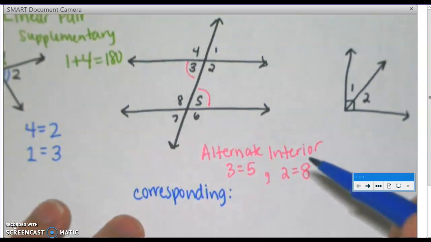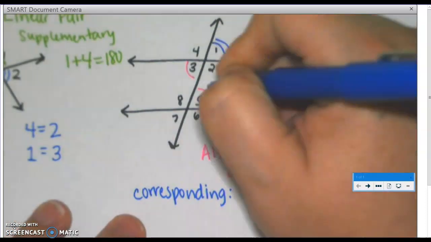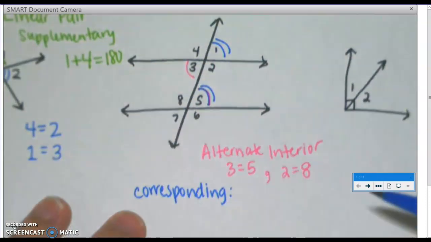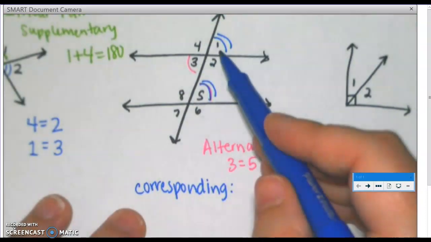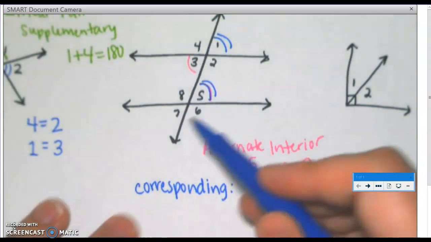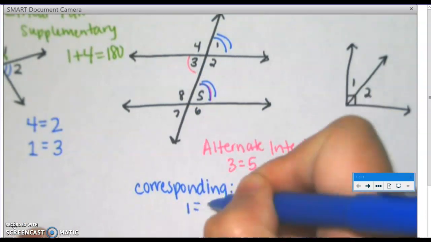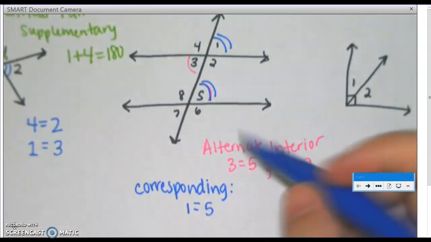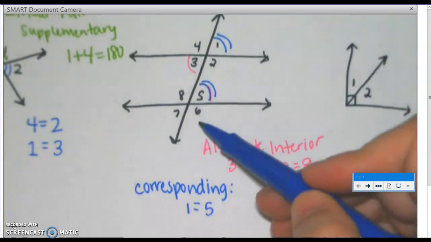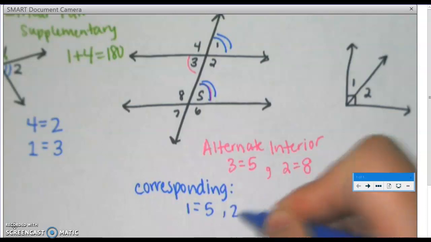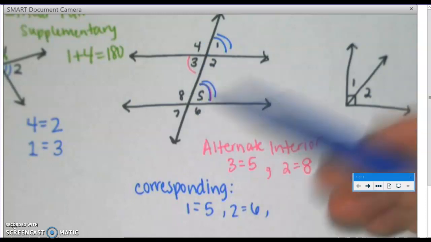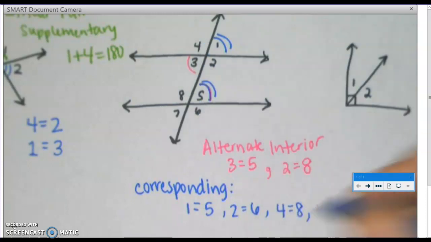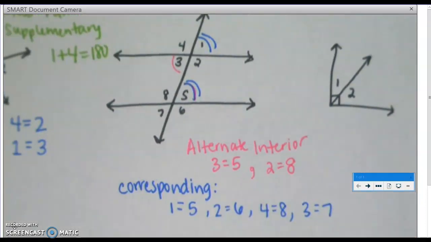Corresponding angles are in the same position. So angle 1 and angle 5 are corresponding because they're both in the top right of their group. See how 1 is in the top right of that group and 5 is in the top right of that group. So corresponding angles are equal to each other. So angle 1 is equal to 5. 2 and 6 are corresponding. 4 and 8, because 4 is the top left, 8 is the top left. And 3 and 7.